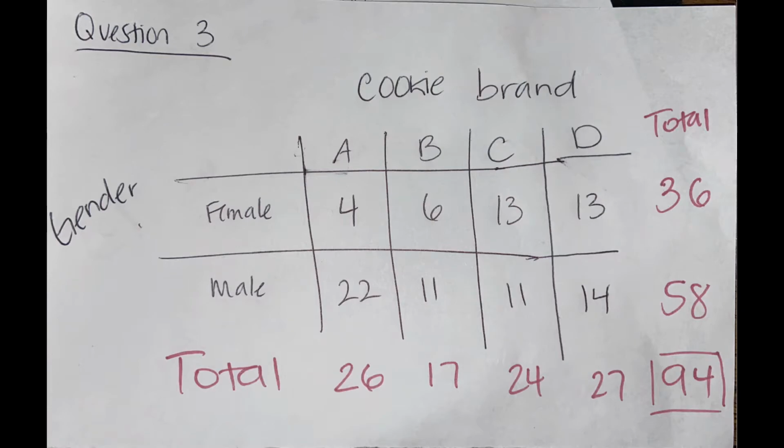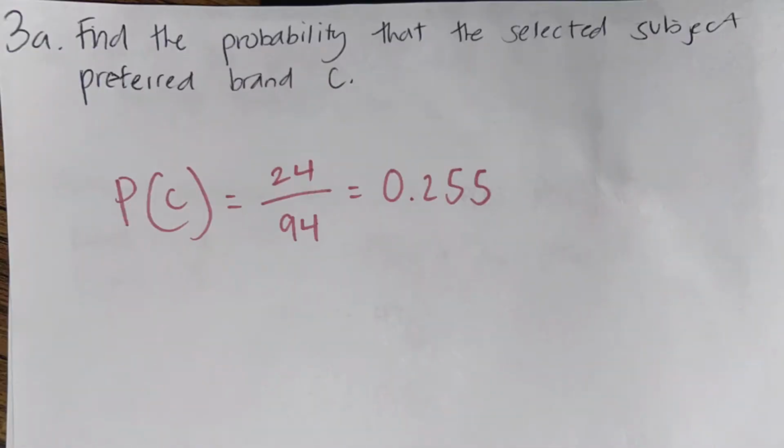So the first thing we will do is look at our two-way table, which is separated by cookie brands and gender. I also went ahead and took a total of all the cookie brands and the gender. Now that we know what our two-way table looks like, we will answer question 3A, which is find the probability that the selected subject preferred brand C.